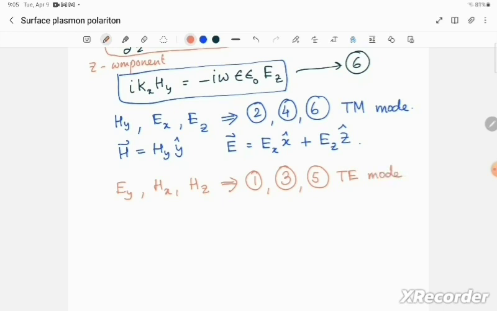What does TE mode mean? It means that the electric field is transverse electric, right? So it doesn't have a component along the z. It doesn't have a component perpendicular to the interface. So in this case, your electric field will have only EY, y cap, while your magnetic field will have the other two components, HX and HZ.